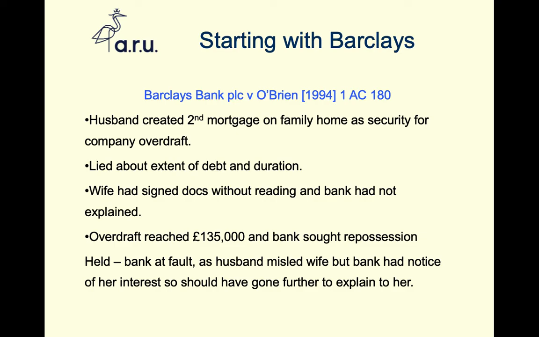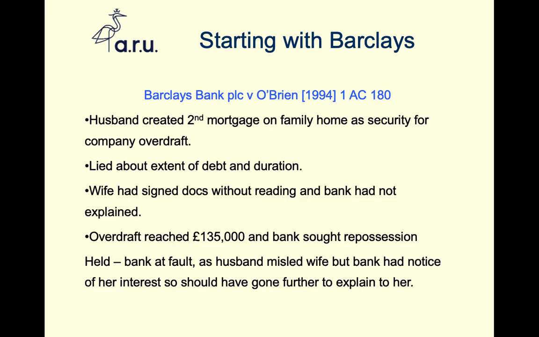The wife then, because she isn't really involved with the financial affairs, signed those documents without reading them, and no one from the bank explained them to her. The overdraft itself and the loan therein reached £135,000. It was built into the term of their mortgage, and the bank sought repossession.